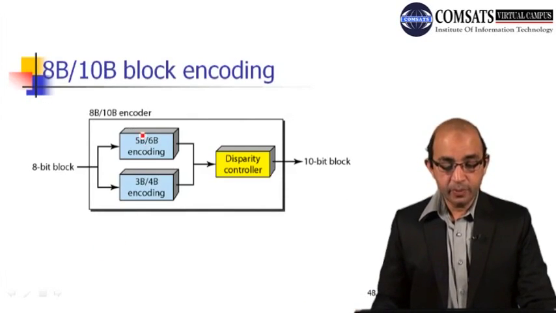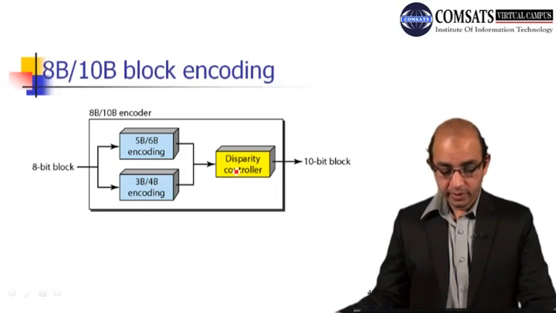So 8B/10B block encoding. We have 8 bits, divided into 5B/6B encoding and 3B/4B encoding, and here is the controller. Okay.